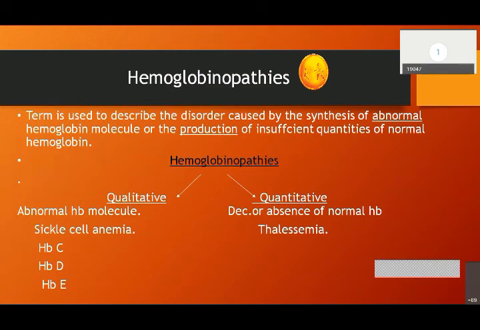In qualitative, there is an abnormal hemoglobin molecule, meaning there is a defect in the structure of the normal hemoglobin molecule, which leads to diseases like sickle cell anemia, hemoglobin C, hemoglobin D, and hemoglobin E. While in quantitative, there is a decrease or absence of normal hemoglobin, meaning there is a defect in the synthesis of the normal hemoglobin molecule, which leads to diseases like thalassemia.